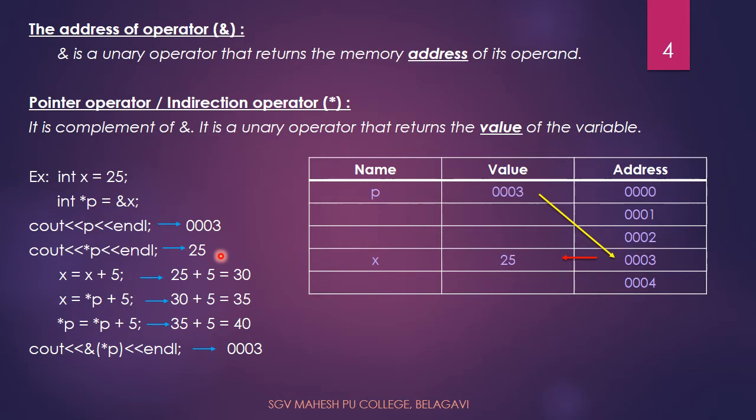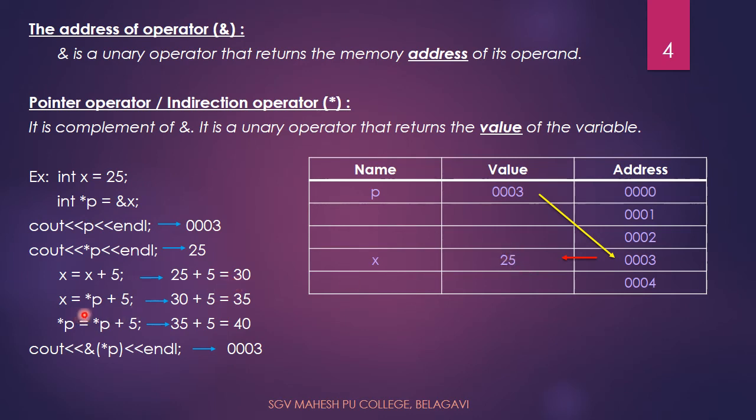Now if I try putting some arithmetic operations on the value of x, let's say x equals x plus 5, so we have x as 25, so it's 25 plus 5 becomes 30. Now the content of x is replaced, 25 by 30.